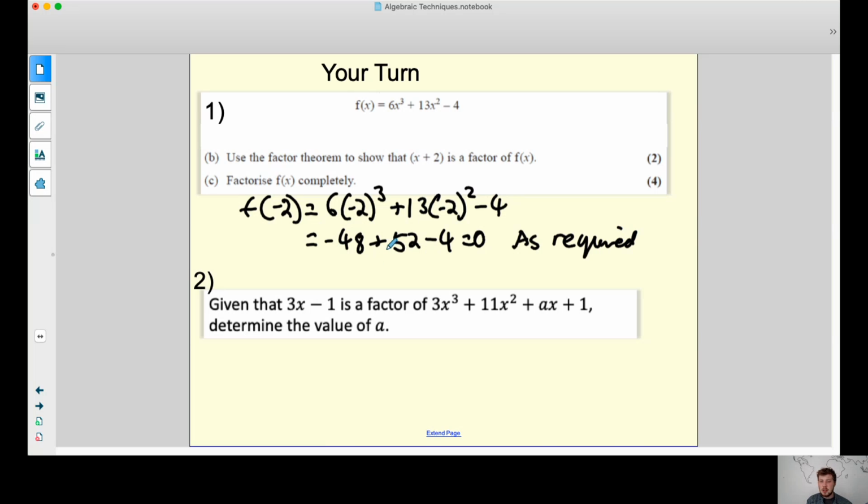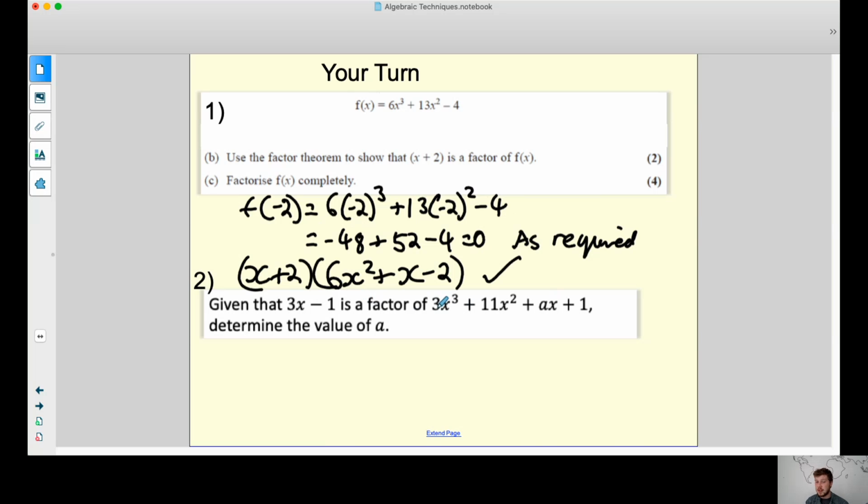Factorize f of x completely. Well, I know that x plus 2 is a factor, and I know that my other term, I'm going to have a 6x squared. To get from positive 2 to negative 4, I'm going to need a negative 2. And then I can do a bit of maths to work out the middle term. Well, it's going to be plus 12x squared. I need another x squared, so it's going to have to be plus x. We can check that. 6 times 2 is 12. x times x is x squared, so that would be 13x squared. Again, I'd check to see if I can factorize this. It doesn't look like I can, but you could always just check on your calculator if you needed to. So I'm going to leave that as my answer.